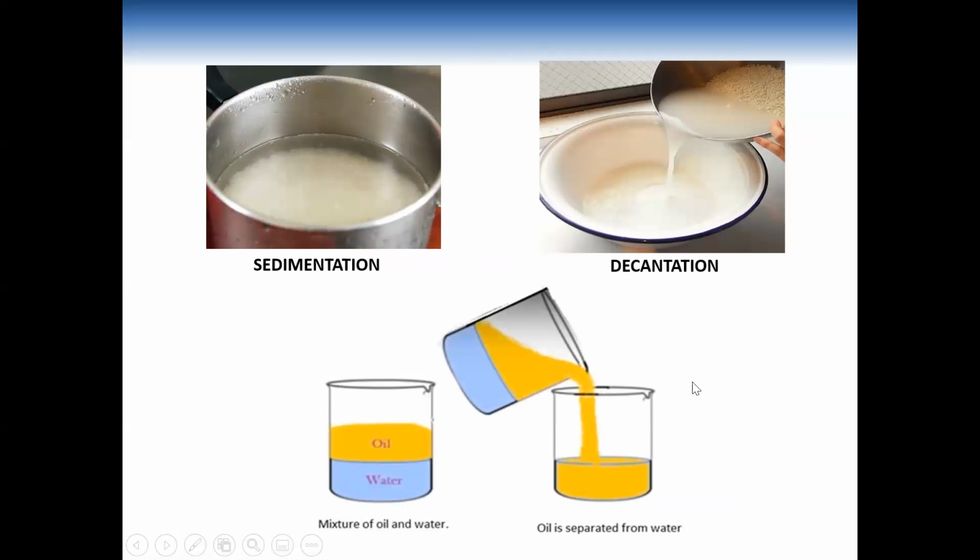This is a second example of sedimentation and decantation. In this beaker, there is a mixture of oil and water. Oil is lighter than water and will form a layer on the surface of water. This oil can be separated from water by the decantation process.